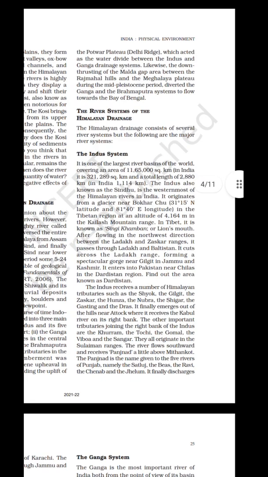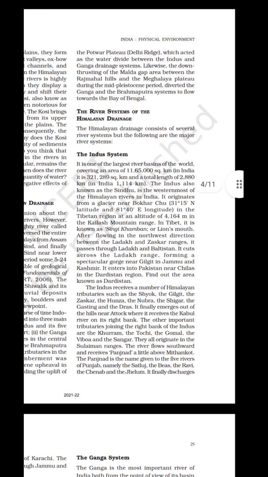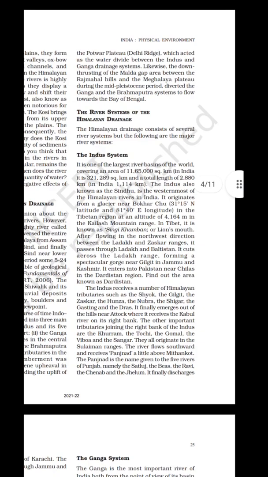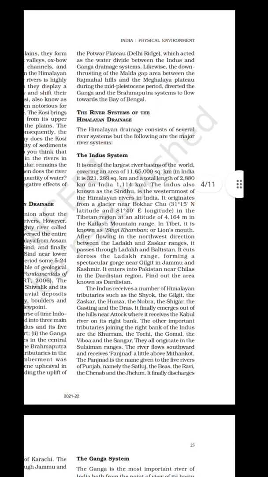The river systems of the Himalayan drainage. The Himalayan drainage consists of several river systems, and the following are the major ones. The Indus system. It is one of the largest river basins of the world, covering an area of 1,165,000 square kilometers. In India, it is 321,289 square kilometers, with a total length of 2,880 kilometers. In India, 1,114 kilometers. The Indus, also known as the Sindhu, is the westernmost of the Himalayan rivers in India.